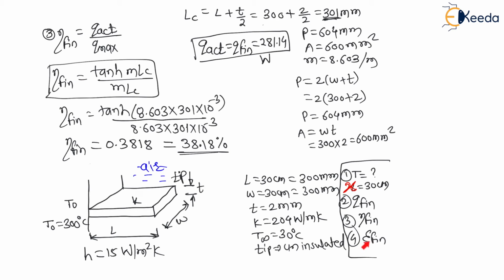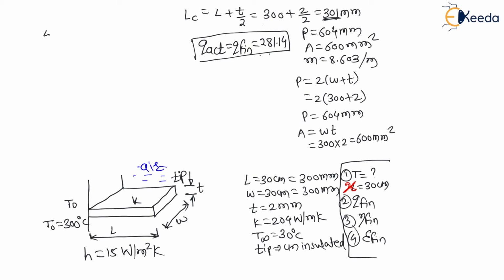Now let us solve the fourth question, that is the effectiveness of fin. Here the fourth question is to find the effectiveness of fin. We have seen that the effectiveness of fin is the actual heat transfer with fin divided by the heat transfer without fin, that is, without the use of fin. Now, my dear students, without fin, if I don't use this fin, then the area available for heat transfer will be this area, which you can observe here. Through this area there will be convection only.